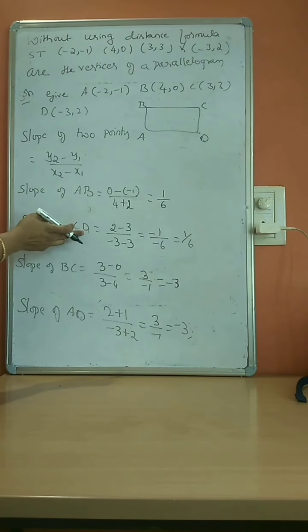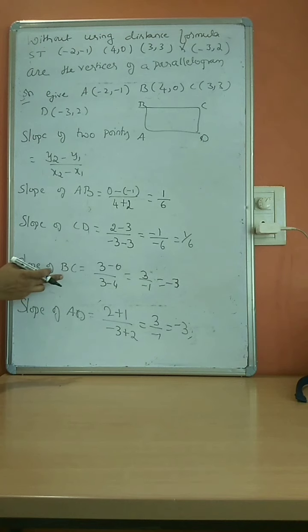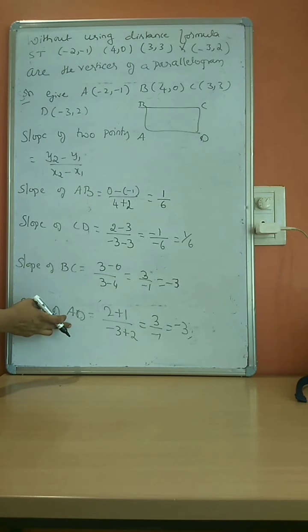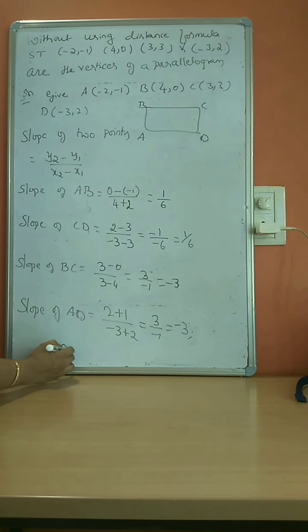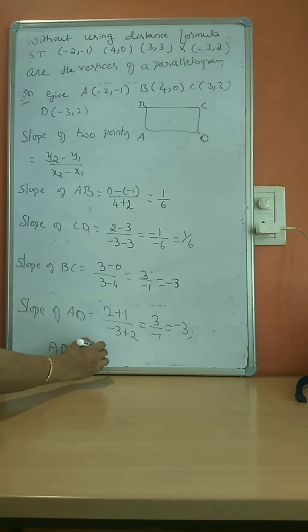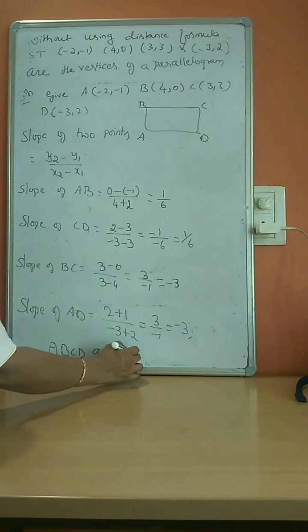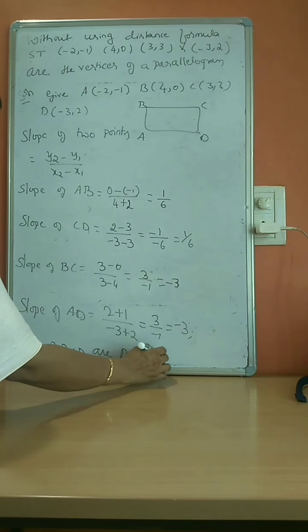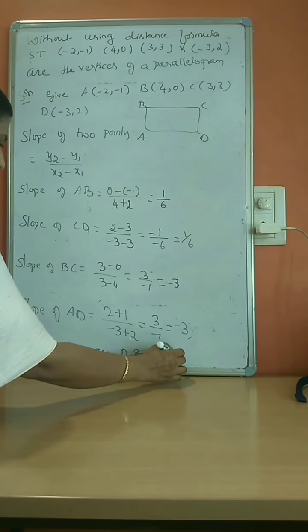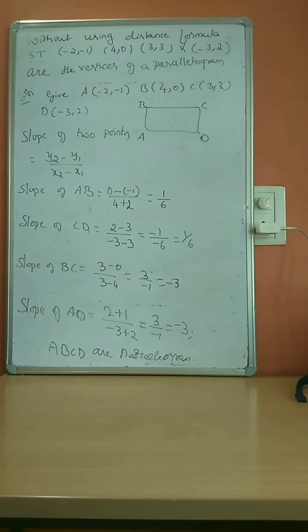The slope of AB must be equal to slope of CD. Therefore, AB is parallel to CD. Similarly, slope of BC is equal to slope of AD. Therefore, BC is parallel to AD. So, therefore, ABCD is a parallelogram.